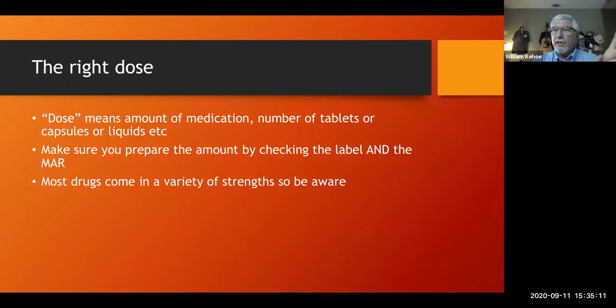And what that means is maybe the prescription's for 2 milligram tablets. That means they take 2 of the 2 milligram. That should be on the MAR, and it should be very specific about how many dosage units are required to make up that dose. So you always check the label and the MAR against what you're about to give.